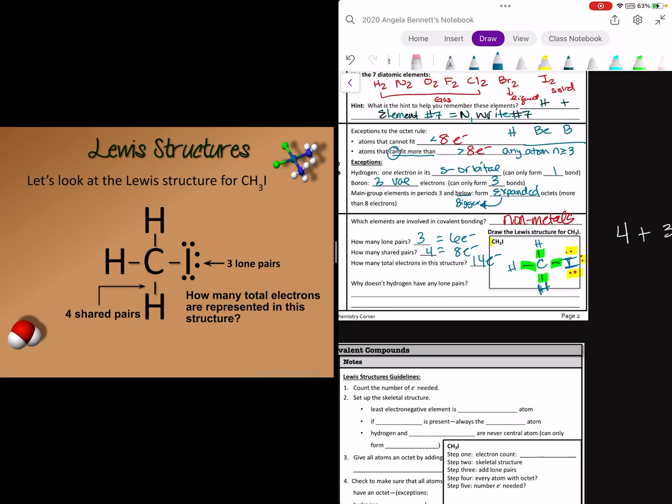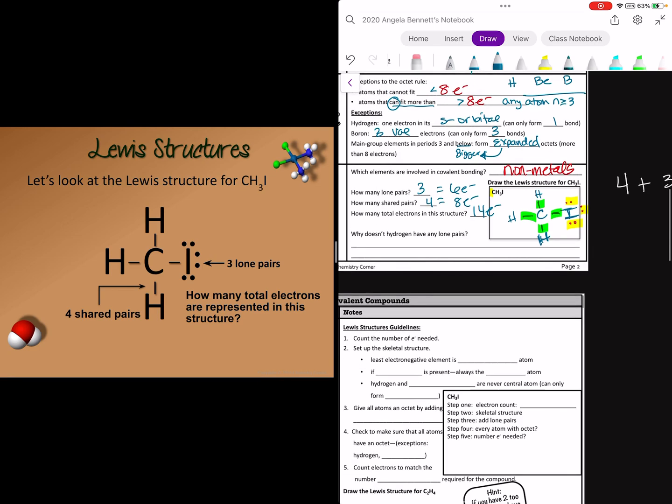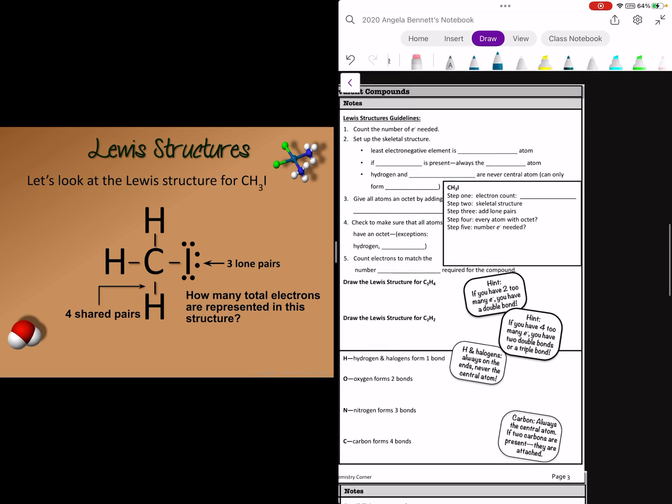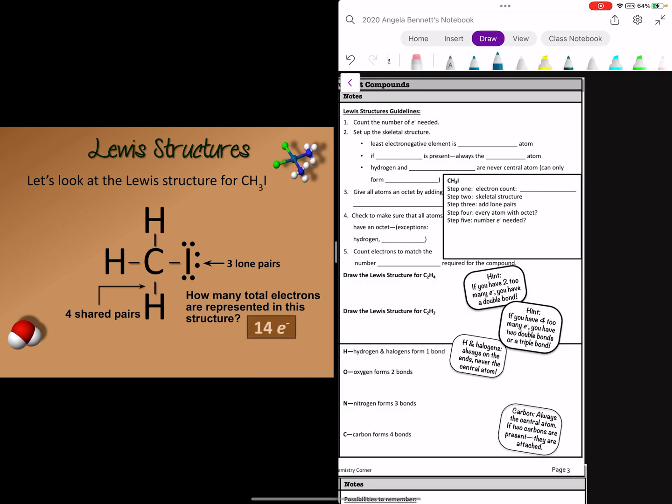And so then our next question is, why doesn't hydrogen have any lone pairs? Well, we've answered this question a lot so far in this unit, because hydrogen only needs 2 electrons or 1 bond, because it has only an S sublevel. Doesn't have a P. That's all it has. Okay, so we're moving on.